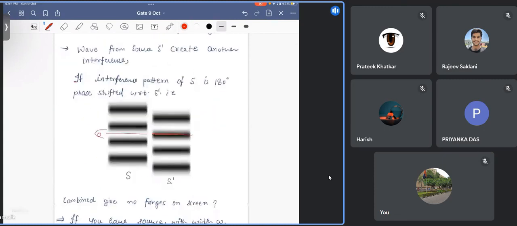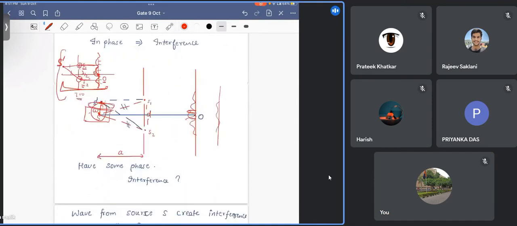For example, if you take the average of these two, what do you see? This is maxima, this is minima 0, this is maxima 1, so you see 1, just add. I'm just trying to add them. This is 1 and this is 0, so 1, 1, 1. That means on the screen you just see a uniform pattern. So if your source size is such that S dash, which is one extreme of the source, and S, which is the other extreme, make a path difference of lambda by 2, in that case there will not be an interference pattern.